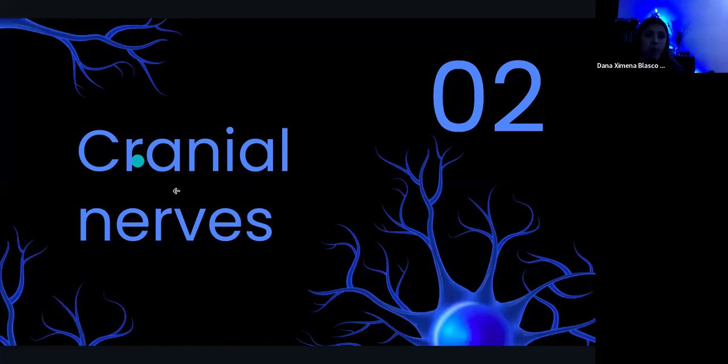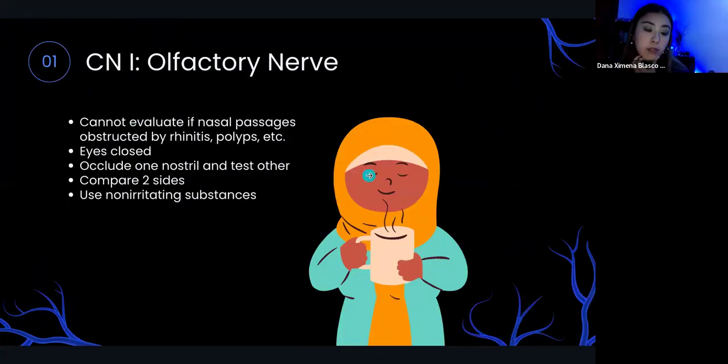So we're moving to cranial nerves. This is really important in a neurologic exam. We're going to begin with cranial nerve number one, which is the olfactory nerve. The olfactory nerve is really easy to evaluate. Why? Because it's just, can you breathe correctly? But we have to be sure that the patient doesn't have rhinitis, polyps, or something that could be obstructing the nasal passage.